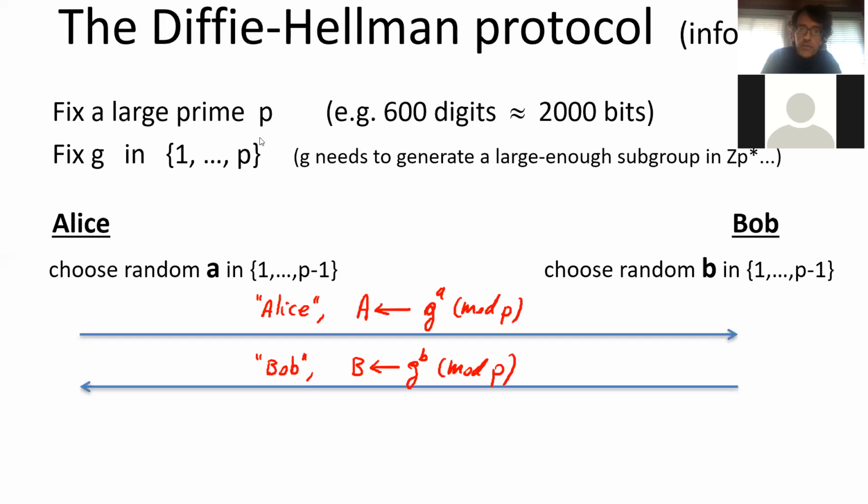Alice, so prime p and this element g are part of the public description of the setting for Diffie-Hellman. Everybody knows what the prime is and what the generator is. The generator is not random, it's fixed. Everybody can also check that it is a generator of the group. There's nothing secret about this.